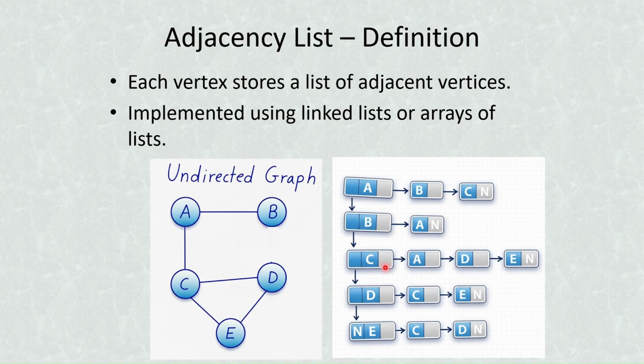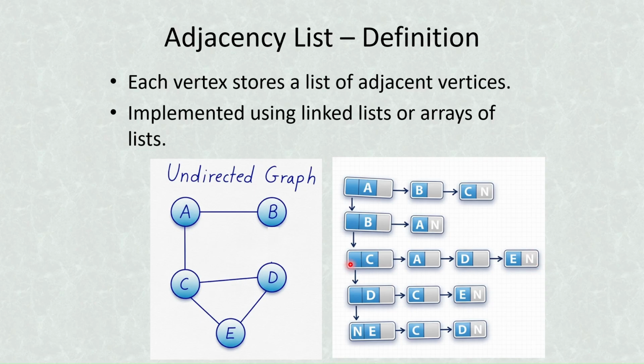For C, which are the adjacent elements of C? C is adjacent to A, E and D as well. So we will store information like C is connected to A. After that it is also connected to D. Also it is connected to E. So we have finished with the elements to which C is connected. So at the end we will put the null here.